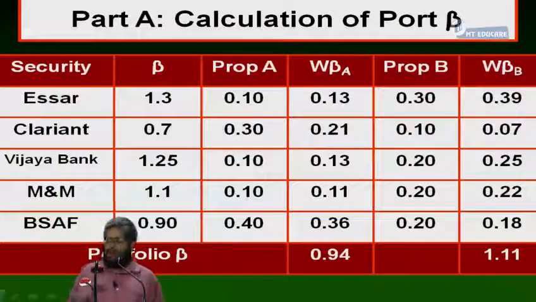Portfolio B is more risky since it has higher beta. Everybody respond. Are you following the above? Now, next. Take the next question.